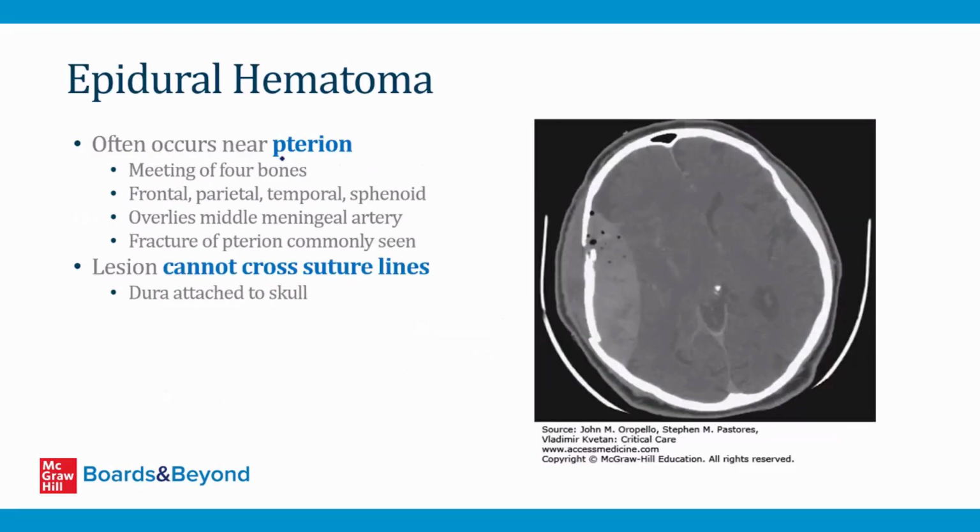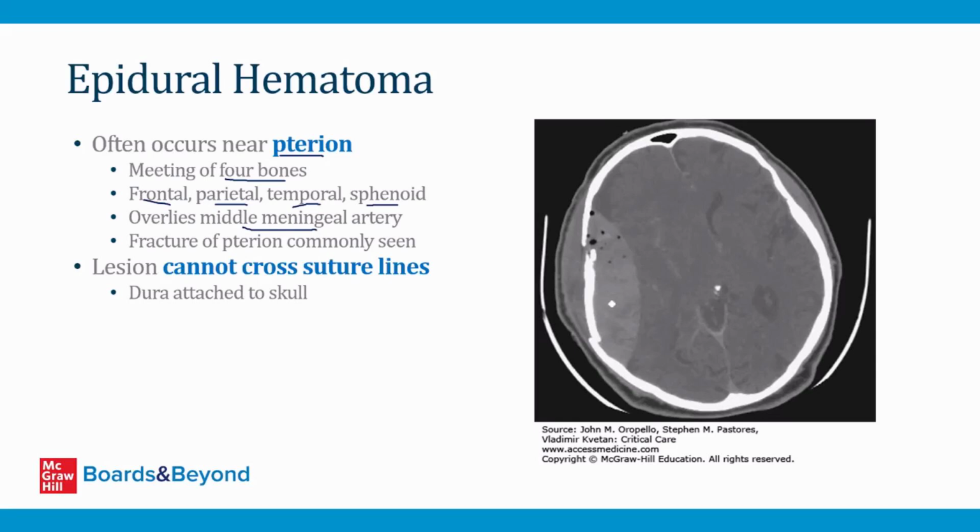So epidural hematomas often occur near a region of the skull known as the terion. This is a place where 4 different skull bones meet: the frontal bone, parietal bone, the temporal bone, and the sphenoid bone. And this region overlies the middle meningeal artery. So fractures of the terion commonly rupture the middle meningeal artery, and that's what leads to an epidural hematoma.